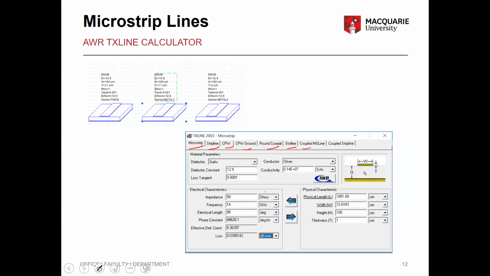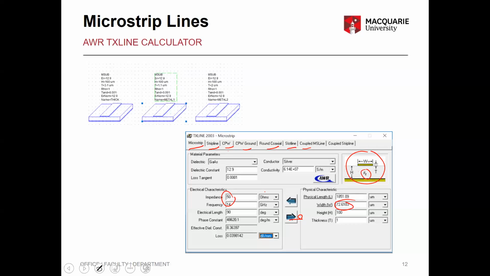It could be microstrip line, strip line, CPW, as in coplanar waveguide, round coaxial, slot lines. There are multiple options where you can insert the parameters defined here: H, W, and epsilon, or the permittivity, the thickness, all those parameters and the substrate parameters. For 50 ohms, you can work out what is the width of the line that you need.